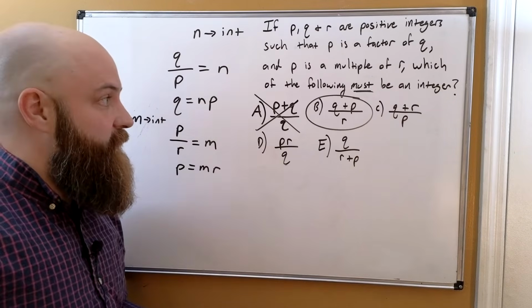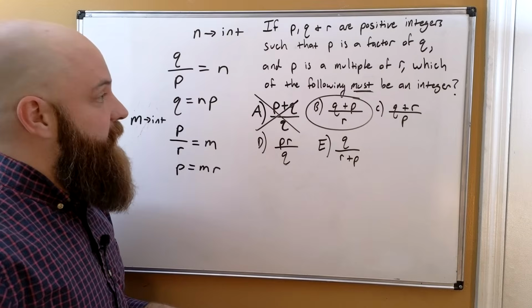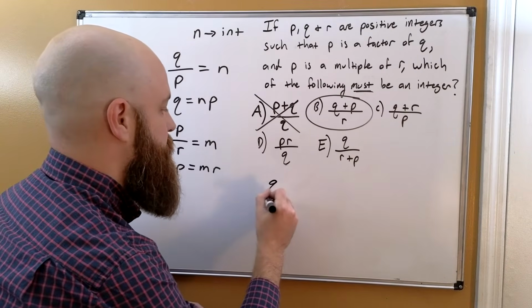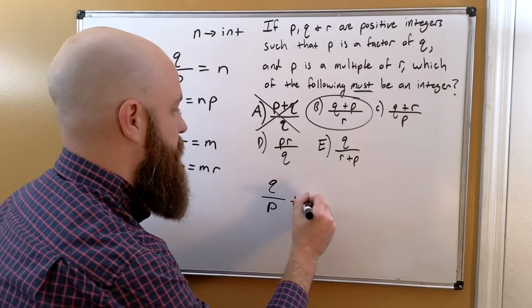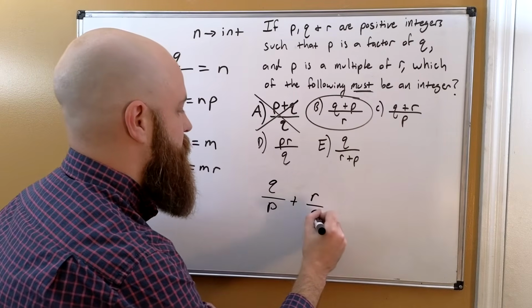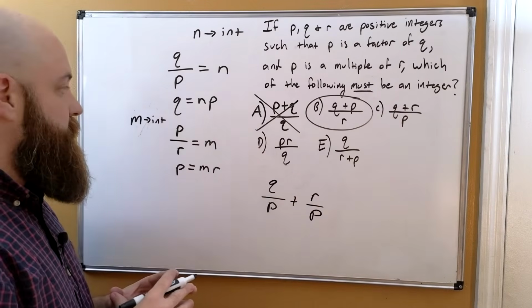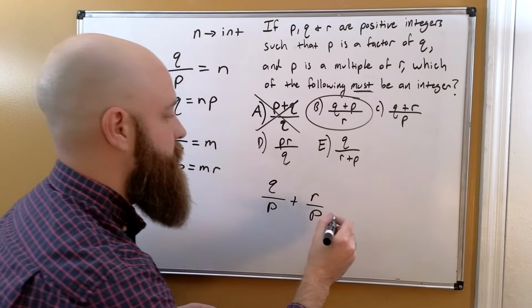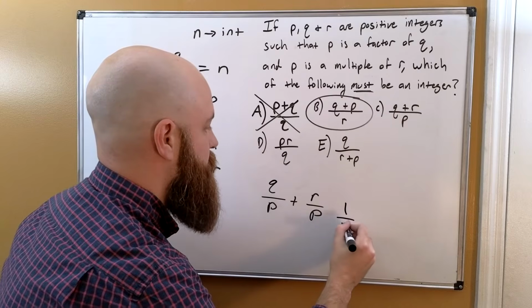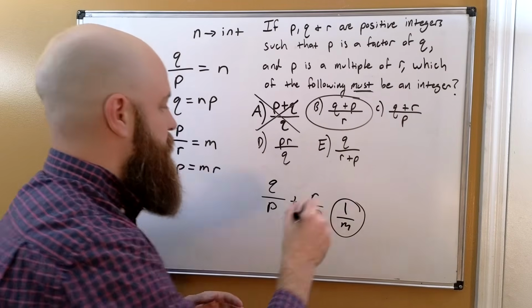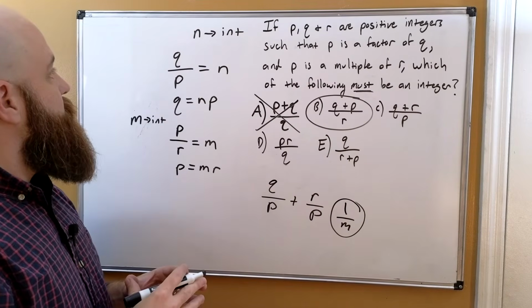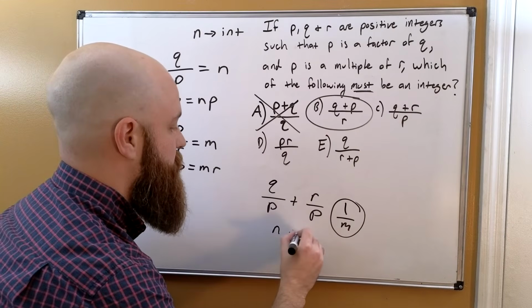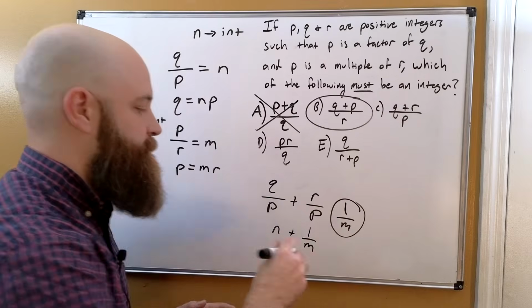Okay, so C, okay, we got this pattern again, a sum over a single term. I'm going to split this up. I think that'll probably make this easier to analyze. And do I know either of these directly? Well, P over R is equal to M, so R over P is equal to 1 over M, okay. Might as well analyze Q over P. Yes, that's equal to N, so N plus 1 over M.